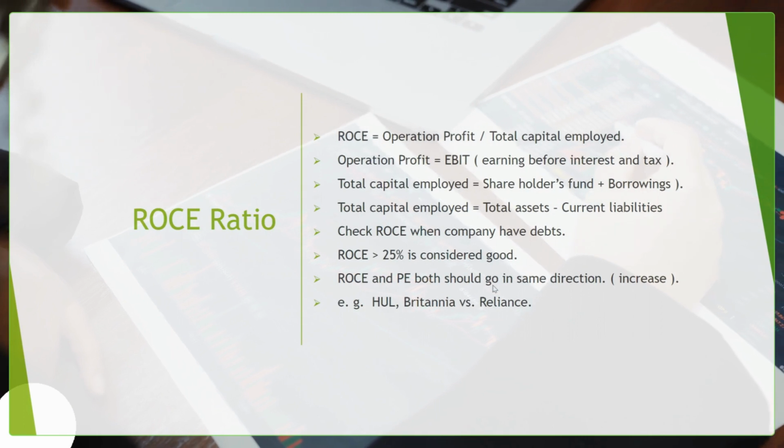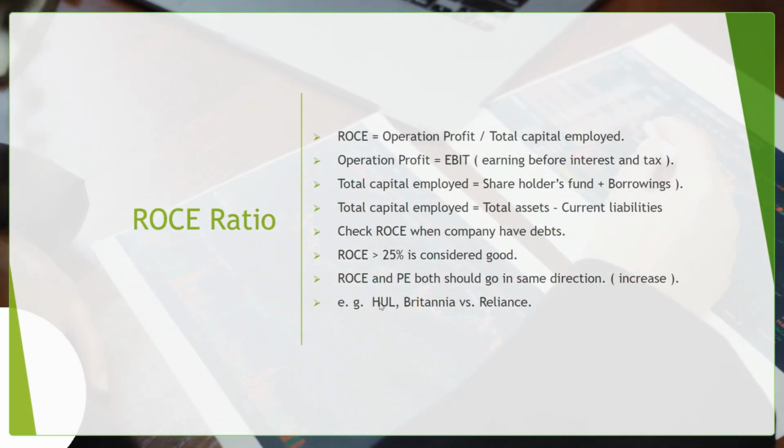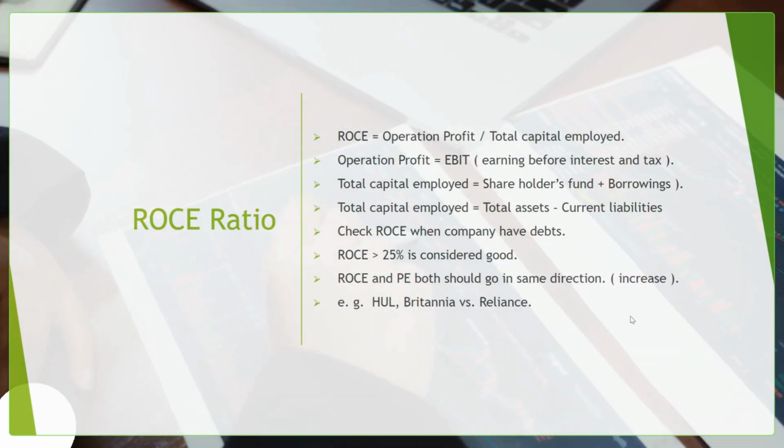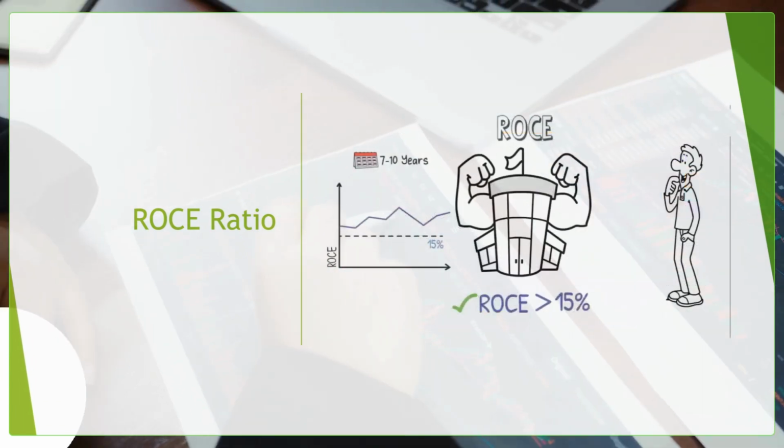ROCE and PE both should go in the same direction. That is the same thing we saw with PE and EPS. Then these are debt-free companies: HUL, Britannia, Reliance. Then this is the formula to calculate ROCE.